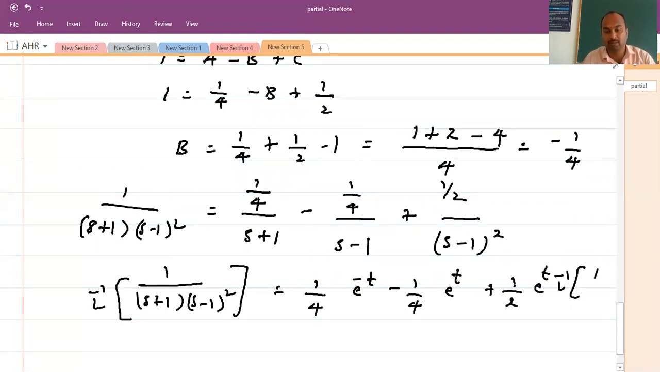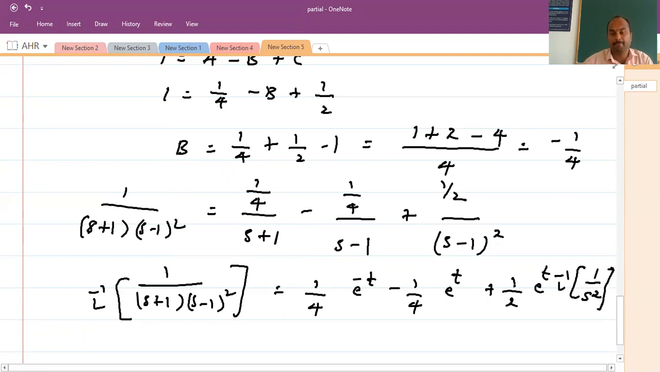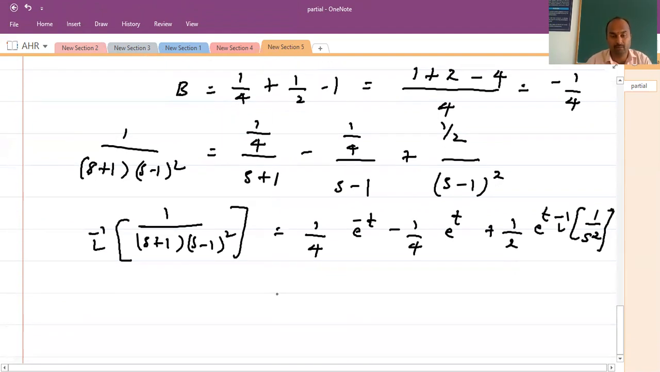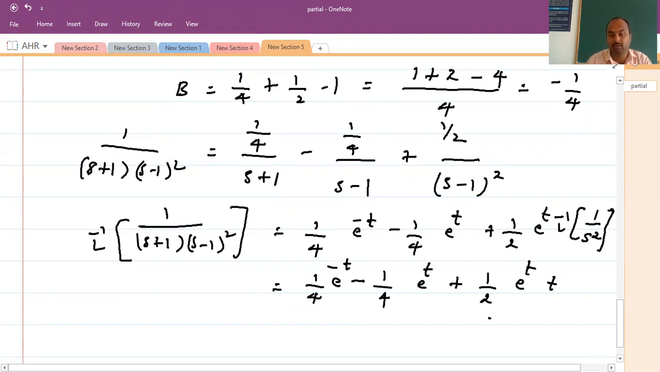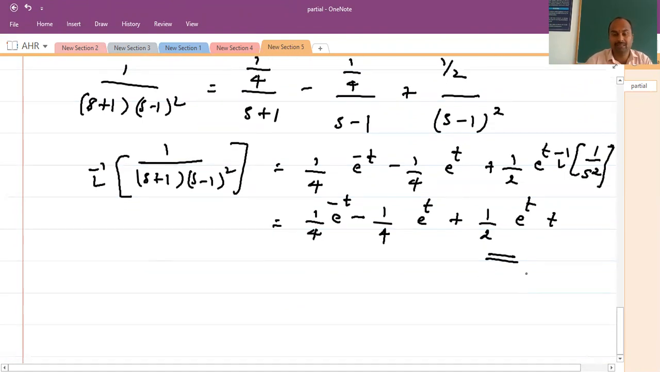1 by s square. For s minus 1, it is e power t. But I have to write the inverse of 1 by s square. So therefore, it is 1 by 4 into e power minus t, minus 1 by 4 e power t, plus 1 by 2 into e power t, and the inverse of 1 by s square will be t. So this is about the second type.